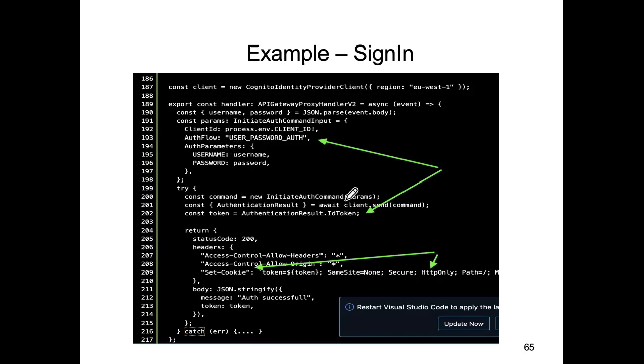I send that to my Cognito client, which passes it on to the Cognito service. The Cognito service presumably verifies these two, and if it's happy, it generates a token and sends it back to this Lambda. And here you can see I'm extracting one particular part of the response that comes back. Within that, there will be my token.